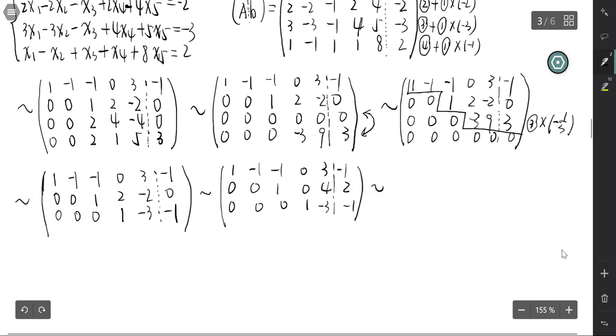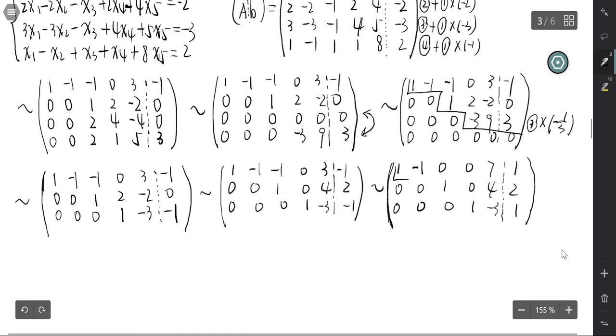And then add the second row to the first row. So this 1, negative 1, we change this number to be 0. The first row becomes 1, negative 1, 0, 0, 7, 1. The second row: 0, 0, 1, 0, 4, negative 1. The third row: 0, 0, 0, 1, negative 3, 1.